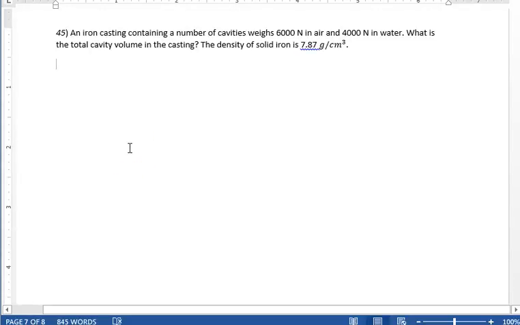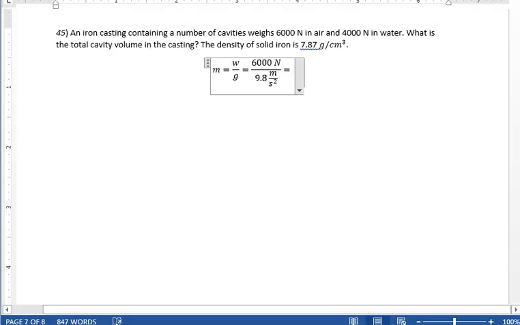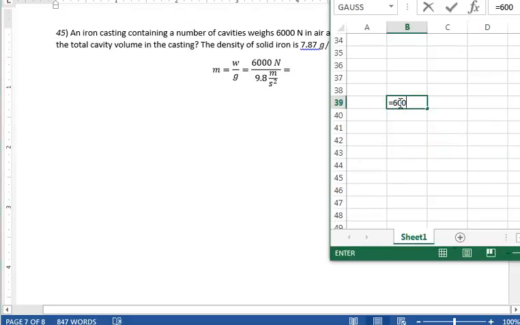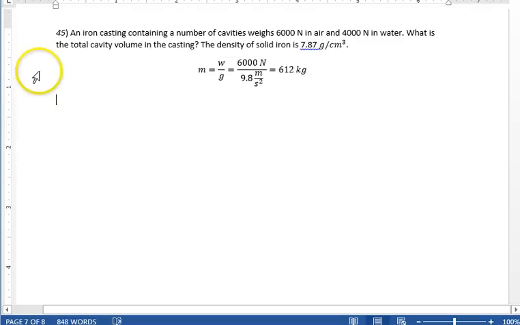Okay, problem 45. So we have this iron casting. It weighs 6,000 newtons in air. That means its mass, right? So its weight divided by g. So 6,000 newtons divided by 9.8 meters per second squared, right? So 6,000 divided by 9.8 gives us 612 kilos. Okay, so that's its mass.